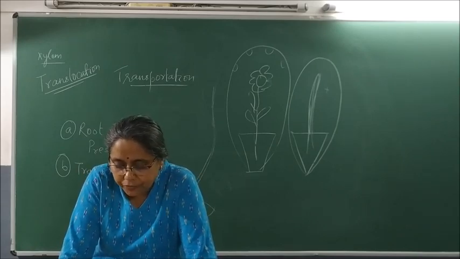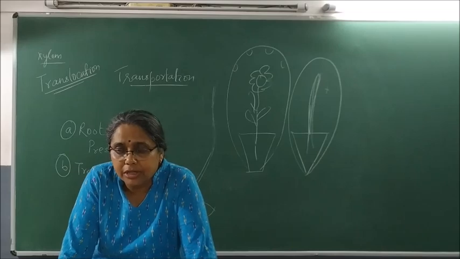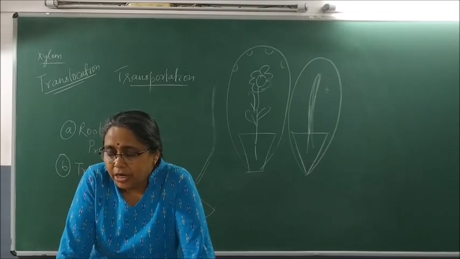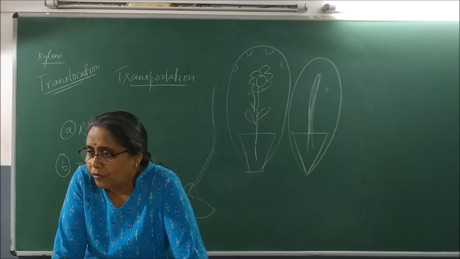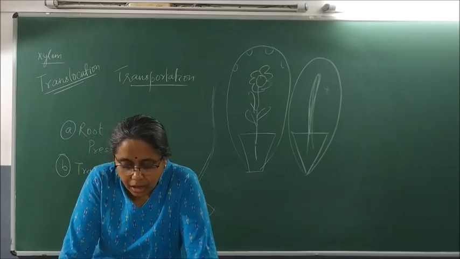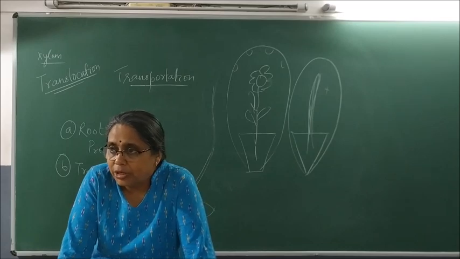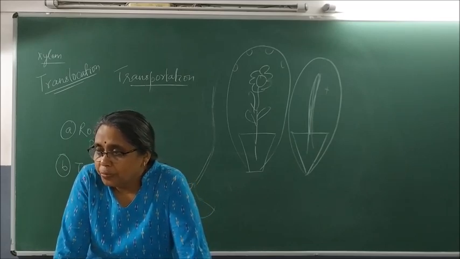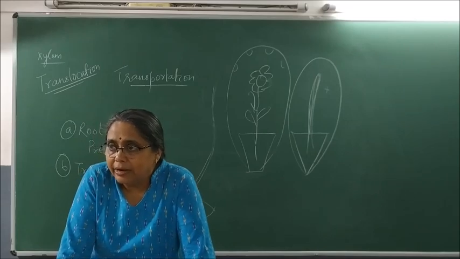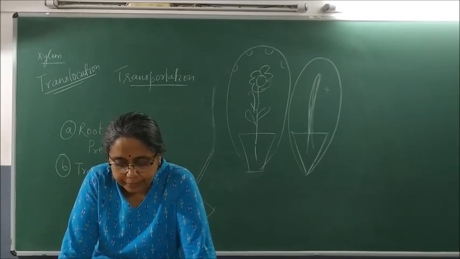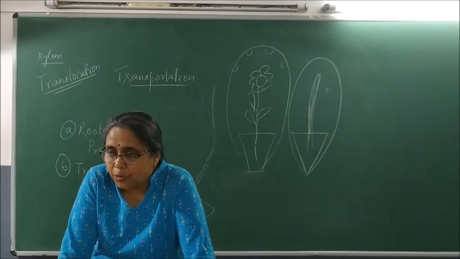What are the components of transport system in highly organized plants? Tracheids and vessels of xylem and companion cells and sieve tubes of phloem. How are water and minerals transported in plants? Root pressure during night and transpiration pull during the day. How is food transported in plants?